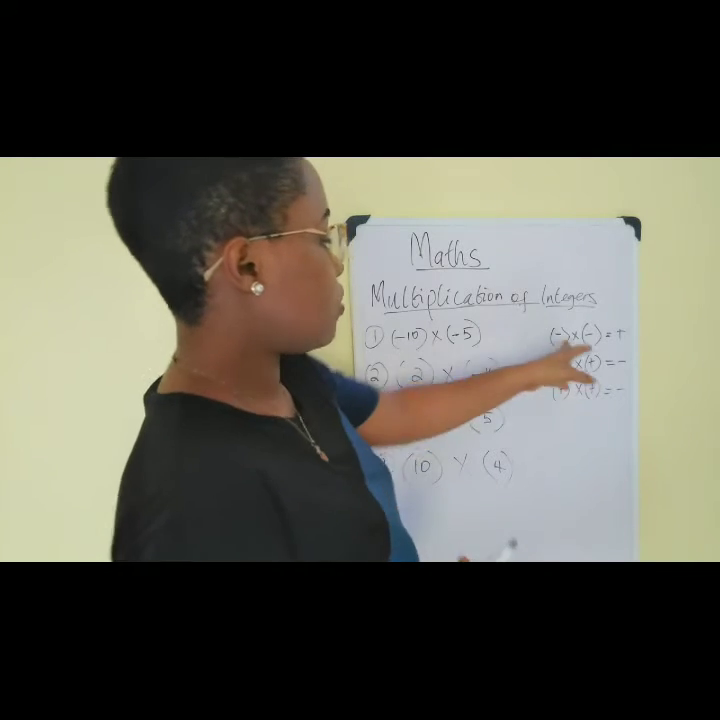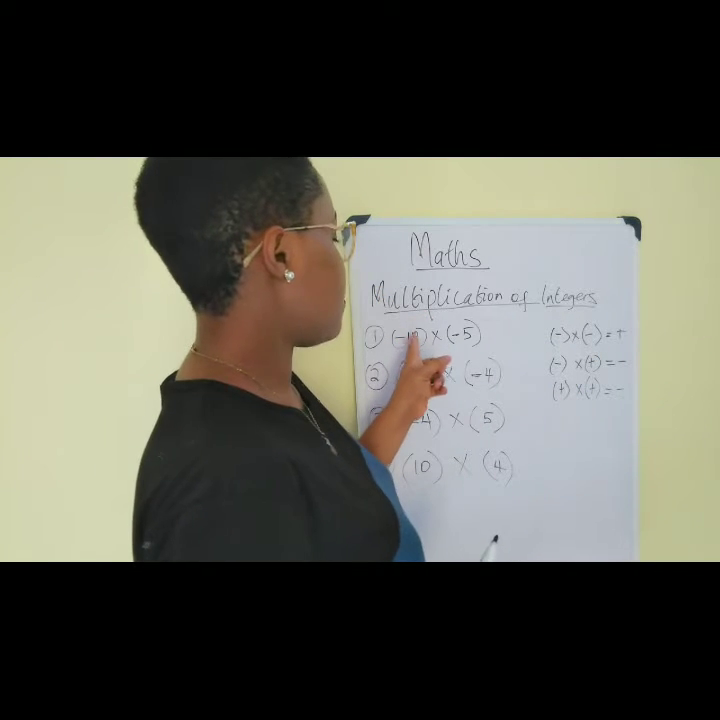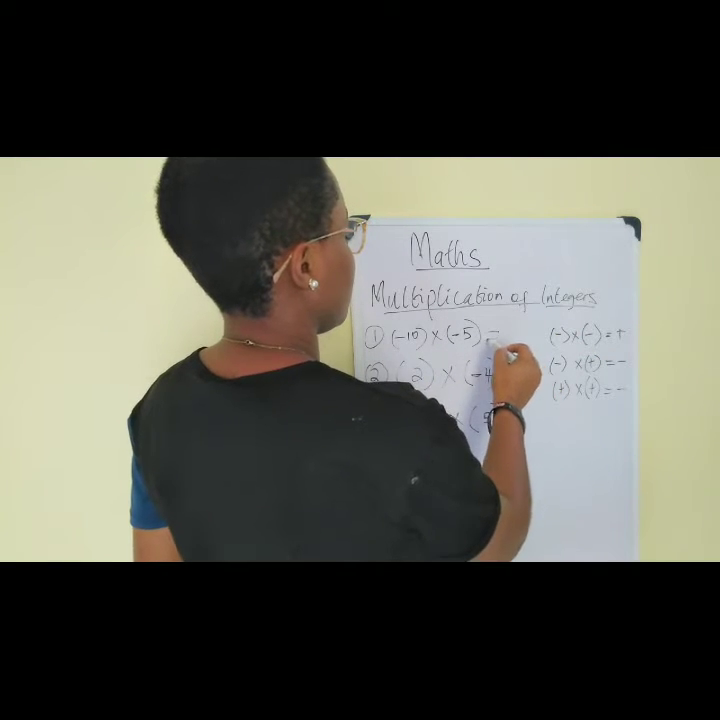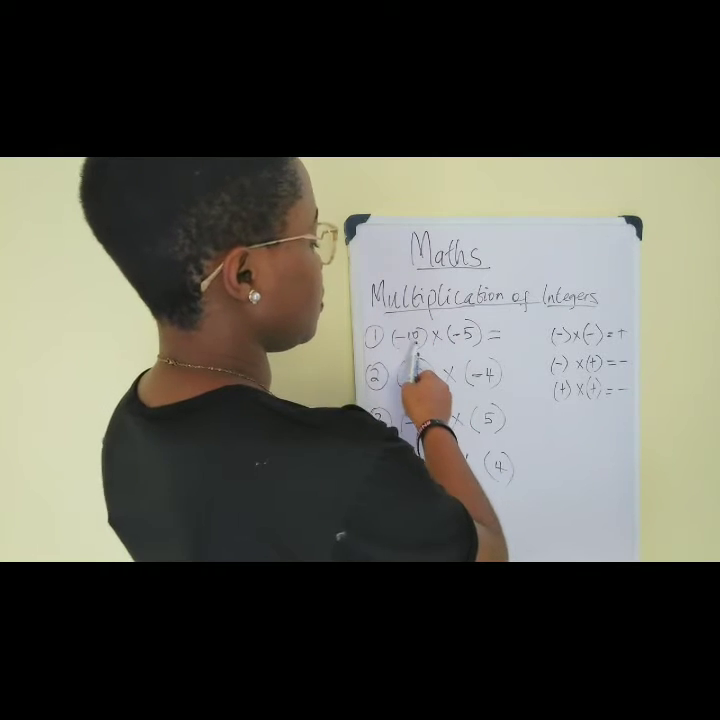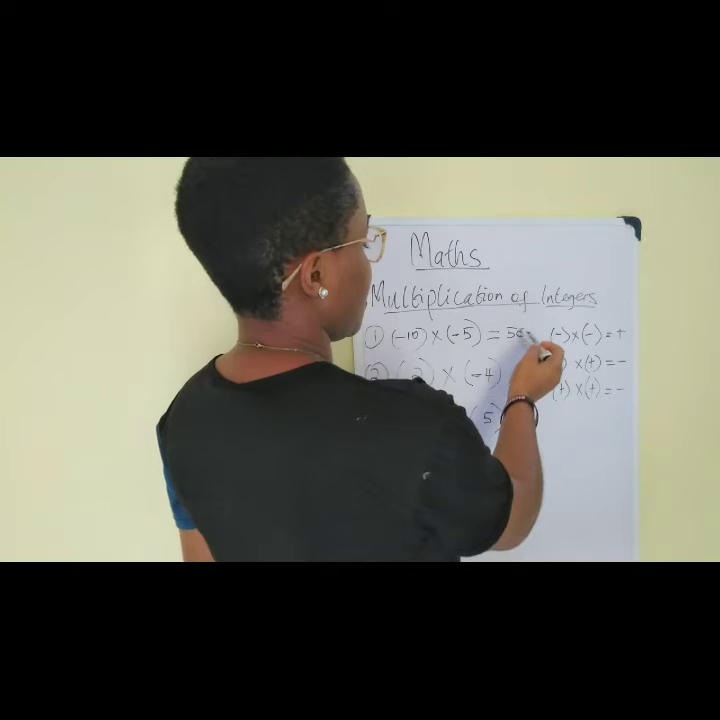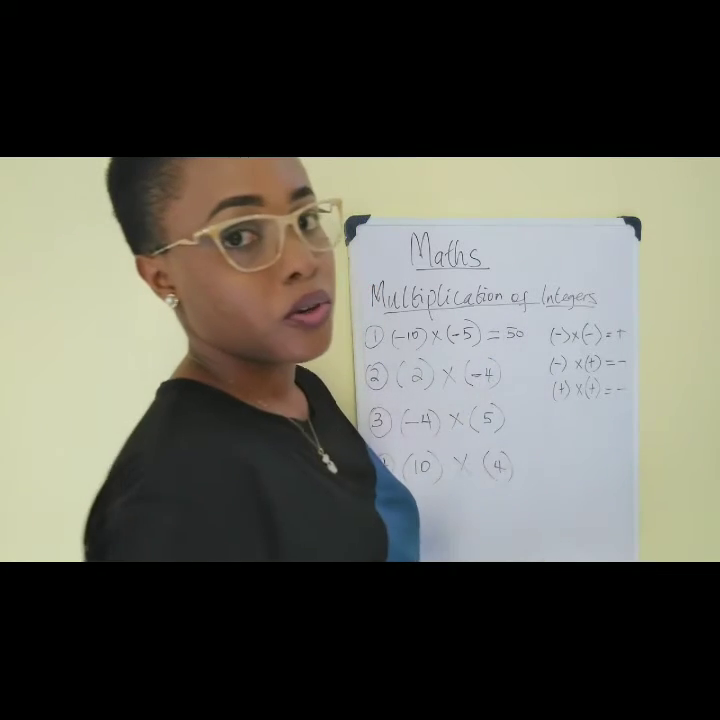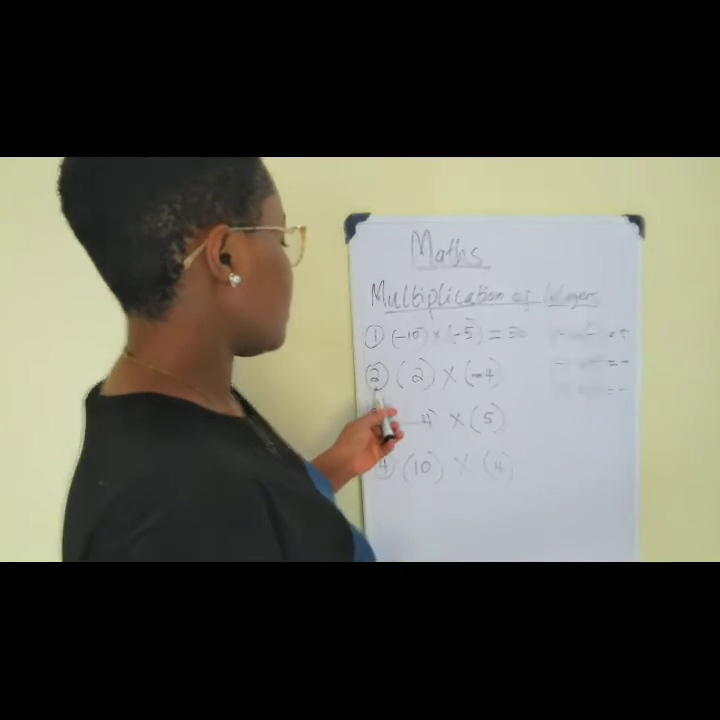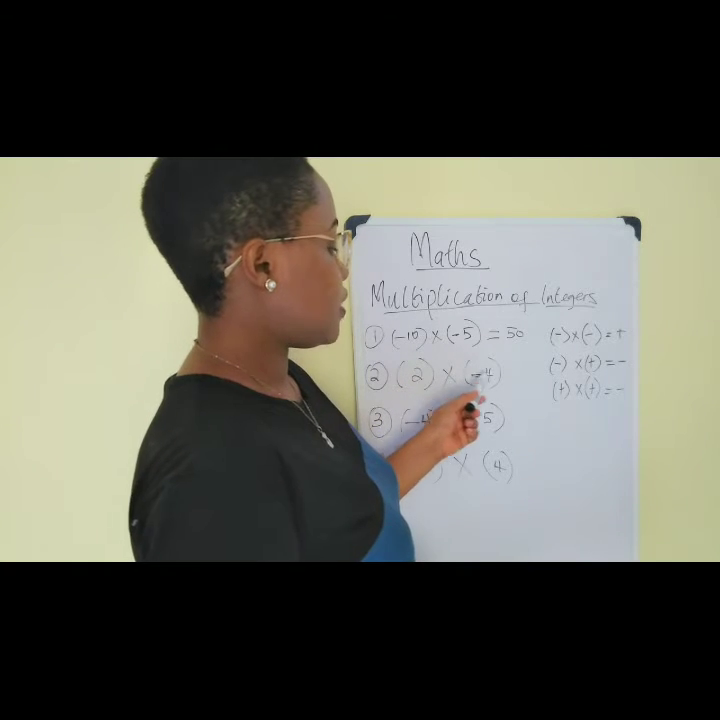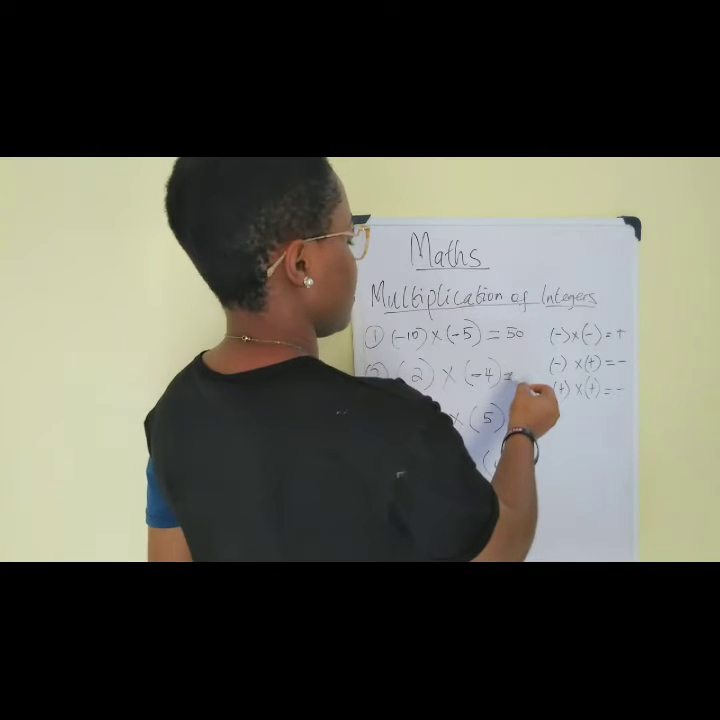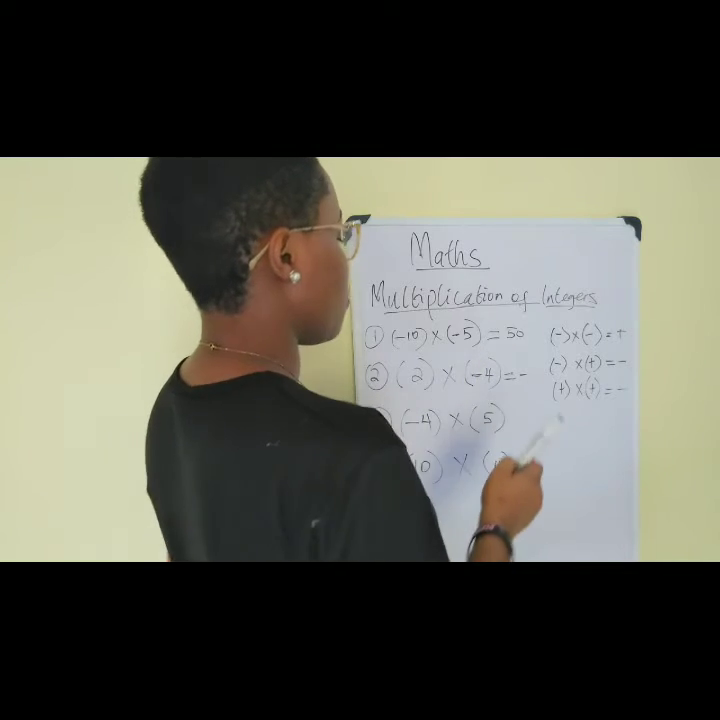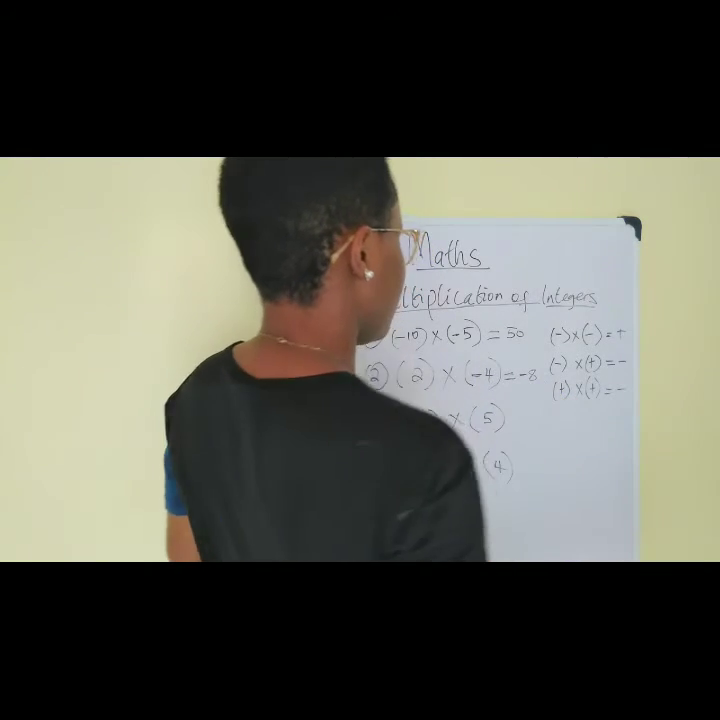So looking at our rules, we know that a negative multiplying another negative is going to give us a positive outcome. So we'll go ahead to multiply the digits. That is 10 times 5. 10 times 5 is 50. And we will not bother writing the positive sign because it's not necessary. Question 2. Positive 2 multiplying negative 4 will give us a negative outcome. Then we'll go ahead to multiply the digits. 2 by 4 is 8. That's a negative 8.